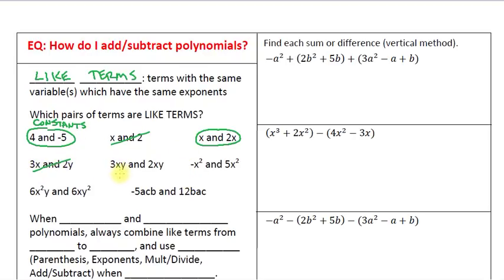How about 3xy and 2xy? Now, just because they have two variables doesn't make any difference as long as those two variables are the same. This has an x and a y in this term. This has an x and a y in this term. If you have 3xy's and you put in 2 more xy's, you've got 5xy's. Those can be added or subtracted. How about -x squared and 5x squared? Now take a look. Same variable which have the same exponents. x has the exponent of 2, and this x has an exponent of 2. These can definitely be added or subtracted.